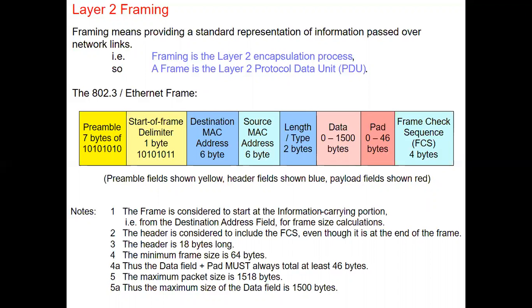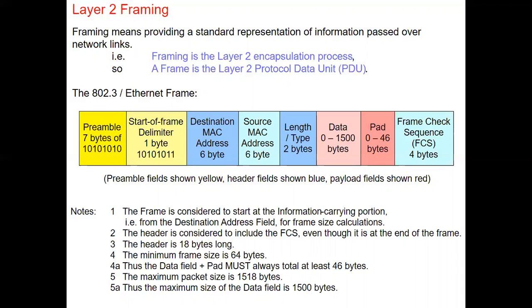So I was saying the data, the actual size is supposed to be from 0 to 1,500. If it's bigger than 1,500, then this data can corrupt the machine. Then the pad is from 0 to 46 bytes. Then frame check sequence, FCS, is the one that checks if the frames are corrupt or not. Then if they are corrupt, it can mend them.